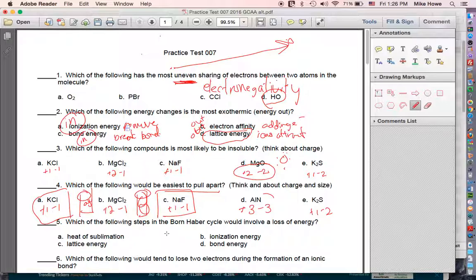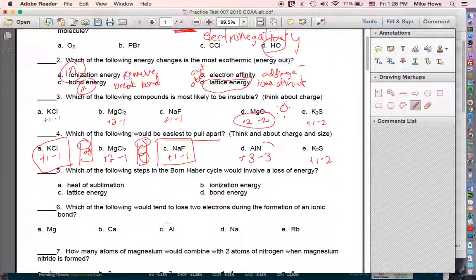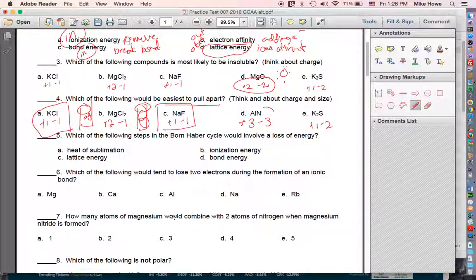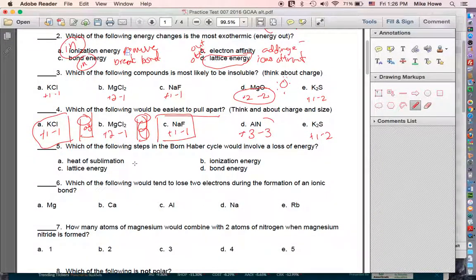All right, number 5, we know that the steps that involve a loss of energy, we talked about earlier. Heat of sublimation, we didn't talk about that one. Lattice energy, we talked about. Ionization energy, we said had to be in. Bond energy had to be in. When you're talking about sublimation, subliming means they go from solid to gas. Would it take energy to make something go from solid to gas? The answer is yes, so that would be energy in as well. So our answer is lattice energy.